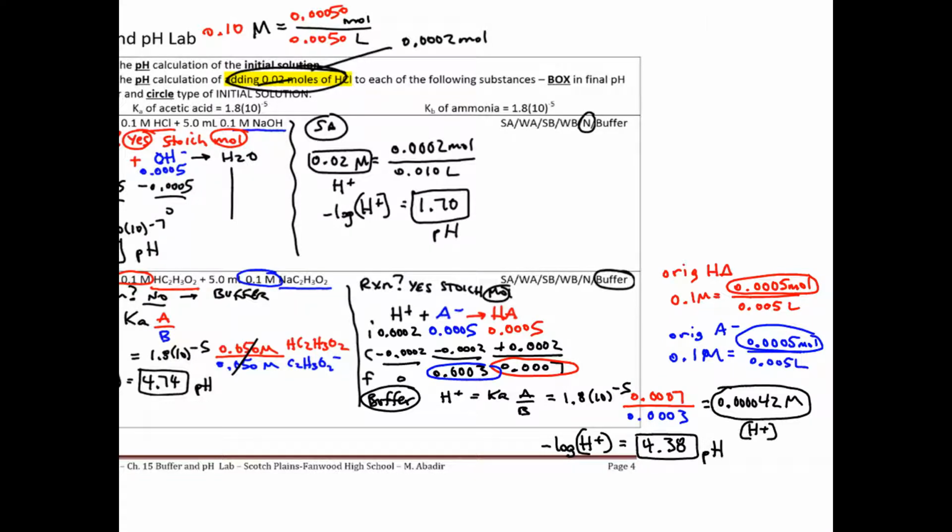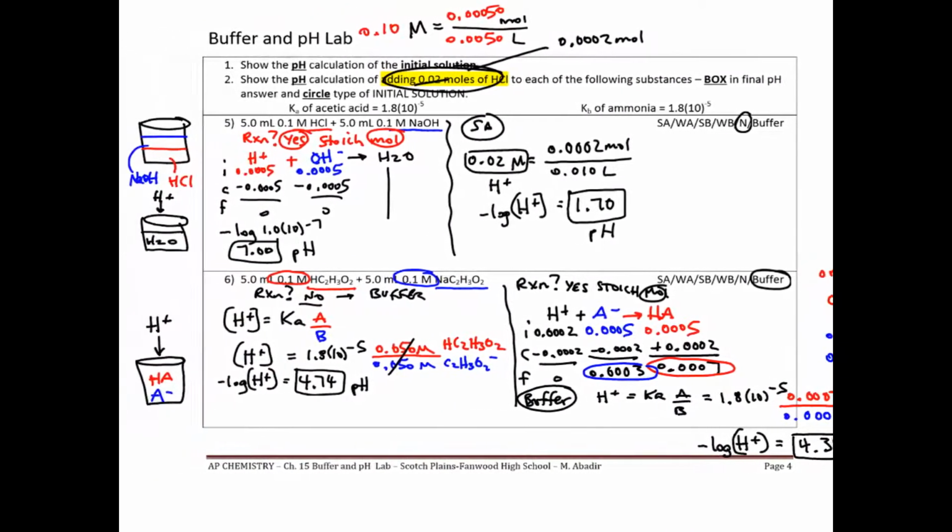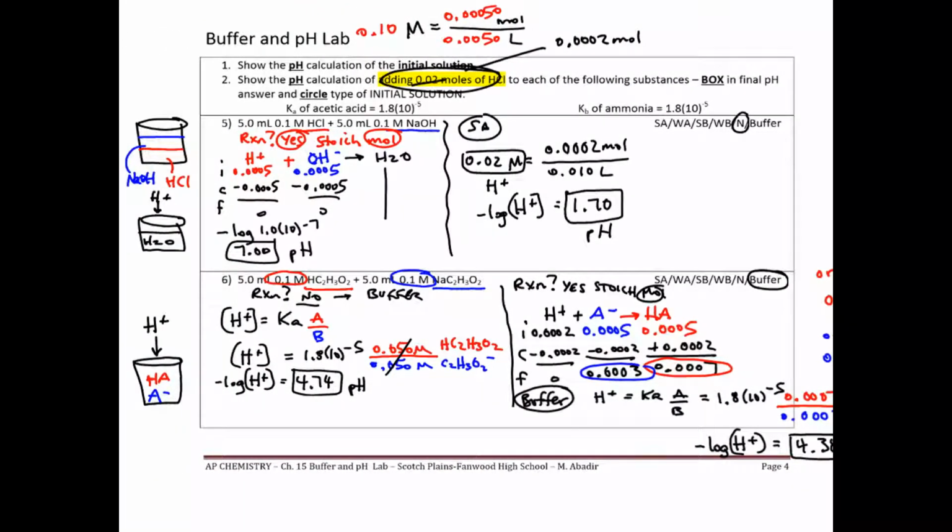So when I'm all done, and I redraw the final product here, you notice that I had a buffer originally, right over here. I added H plus, and when I'm all done, I actually still have a buffer. So I did not wreck my buffer in this example. My final beaker is still going to have HA and A minus.